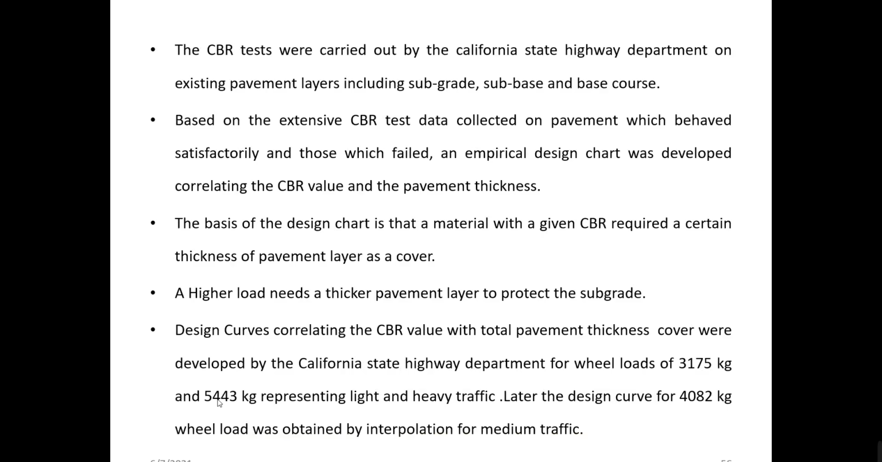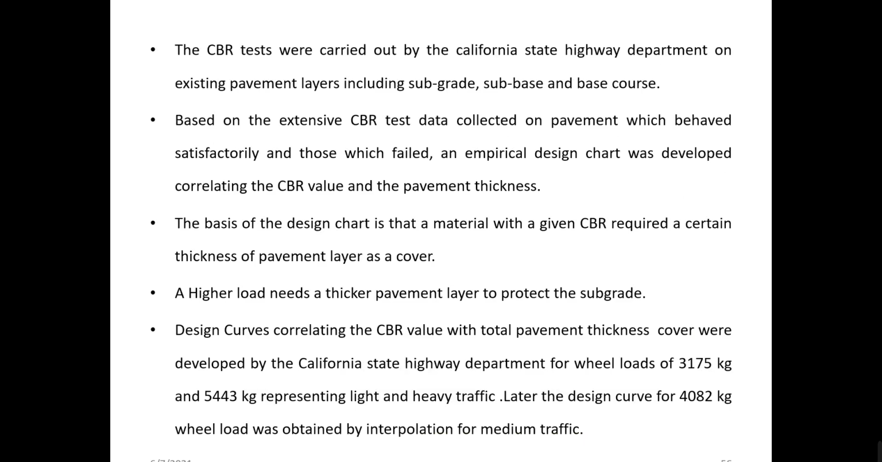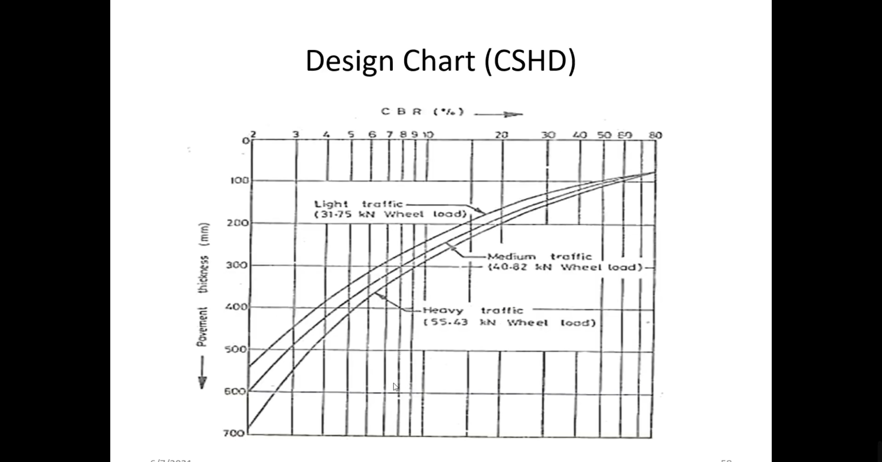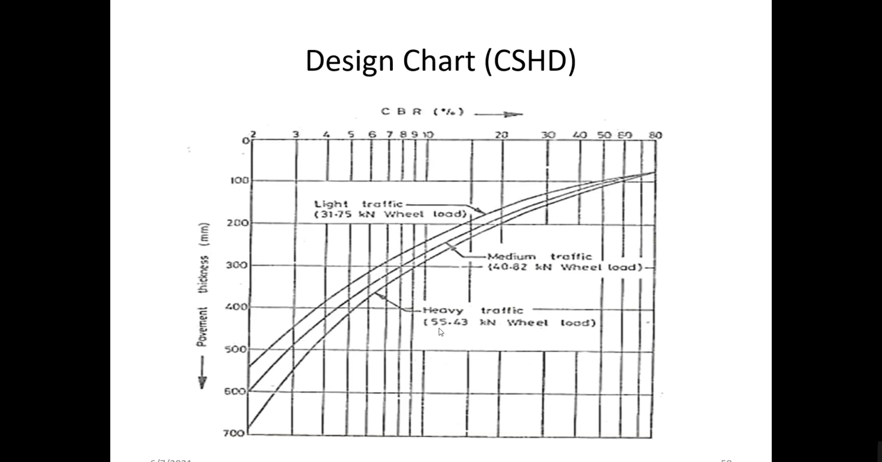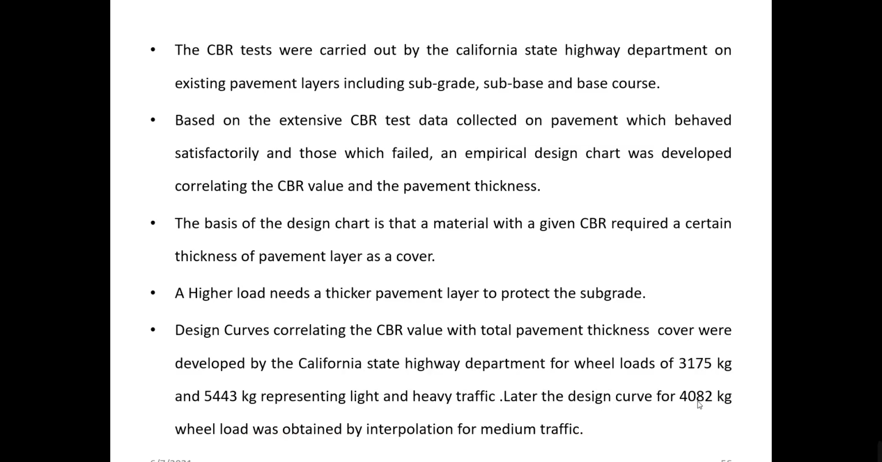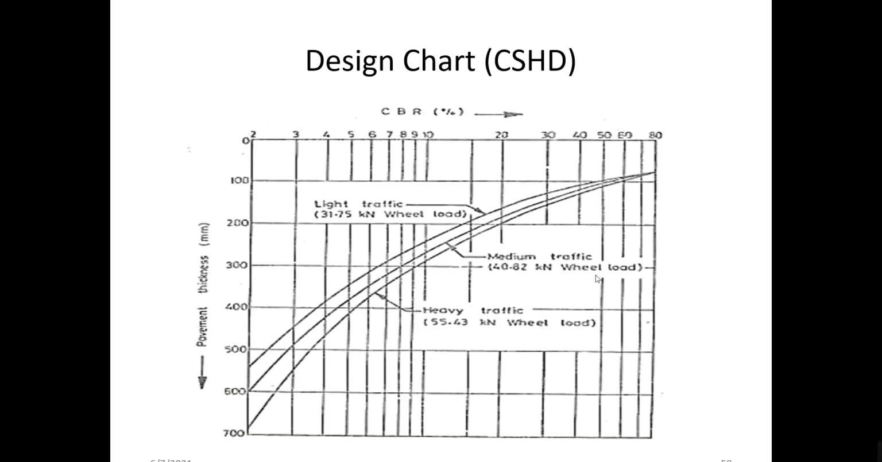You can make a correction over here: it should be 5543 instead of 5443. You can consider this one to be 5543. And the medium traffic which we obtained is the interpolated value between 3175 and 5543, which happens to be 4082 kg. 4082 is for medium traffic, the middle curve which we are going to see.